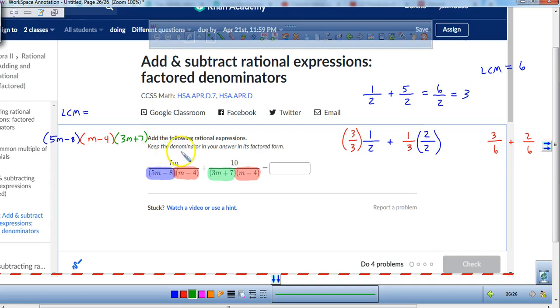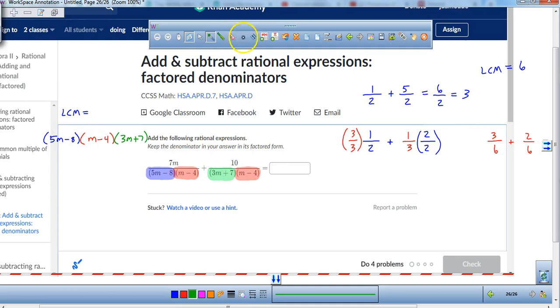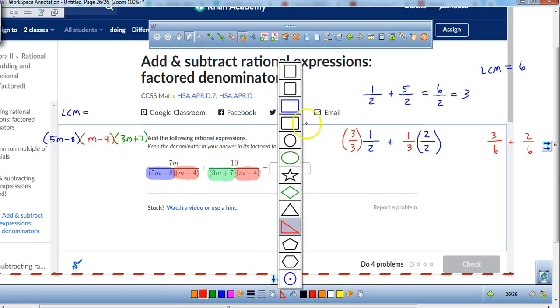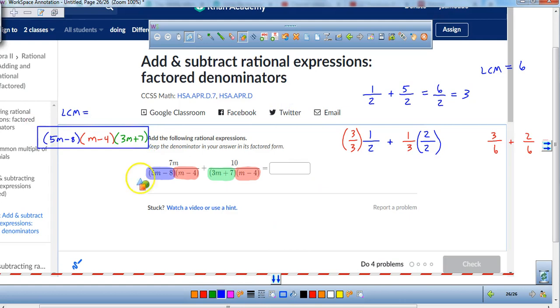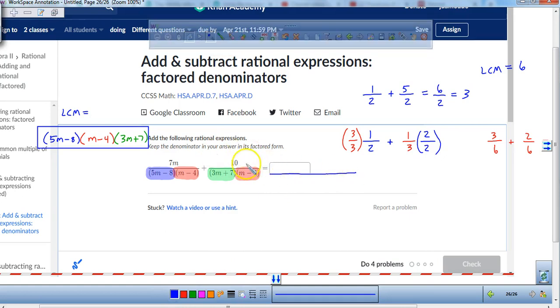When it says keep the denominator in your answer in its factored form, this is what it's referring to. This is what our denominator is going to be like in its factored form. That's what I'm going to put in right here. I'm going to go ahead and just pre-write it in. Right here, the denominator I'm going to write is 5m minus 8, m minus 4, and 3m plus 7.